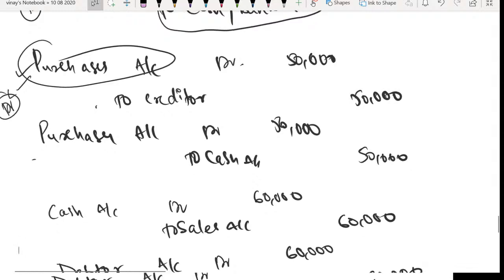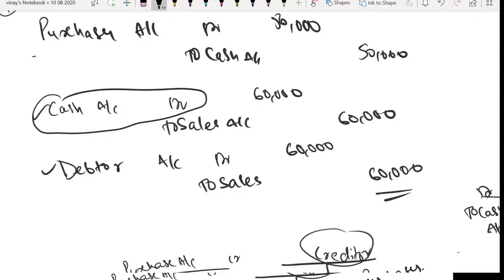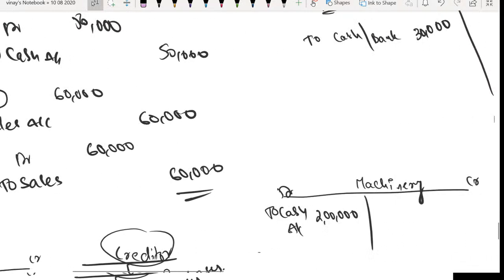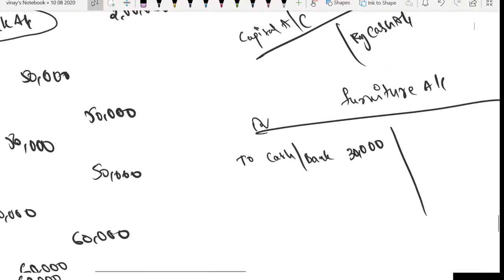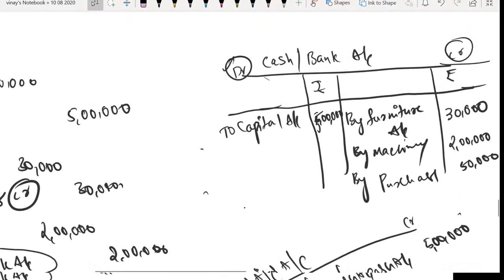I have done with this, and the new account I don't have is cash, and so the next entry, you have cash was on the debit side. So what you will do, you go to the cash account, write down on the debit side of the cash, to sales. You'll write here to sales 60,000.